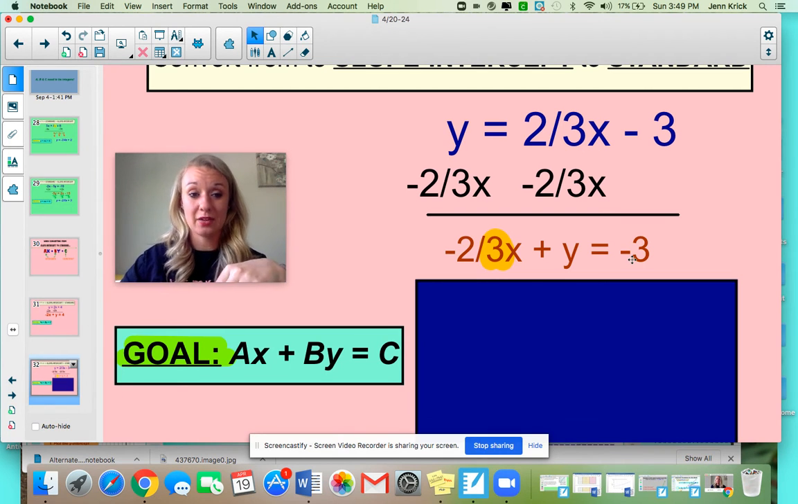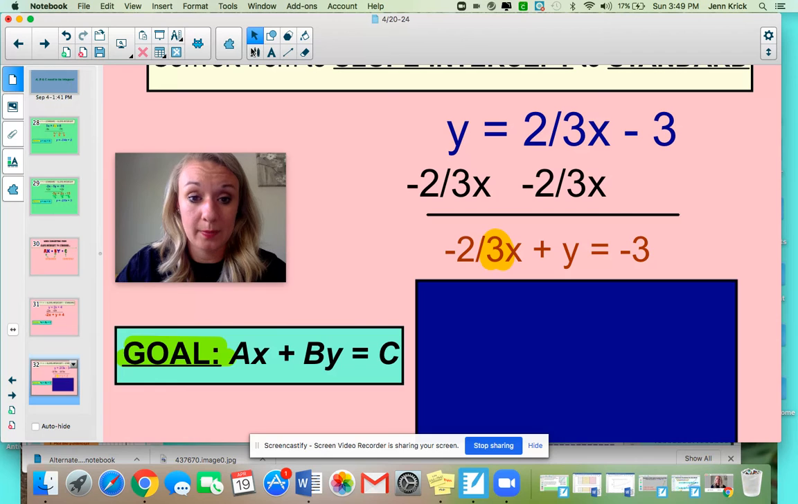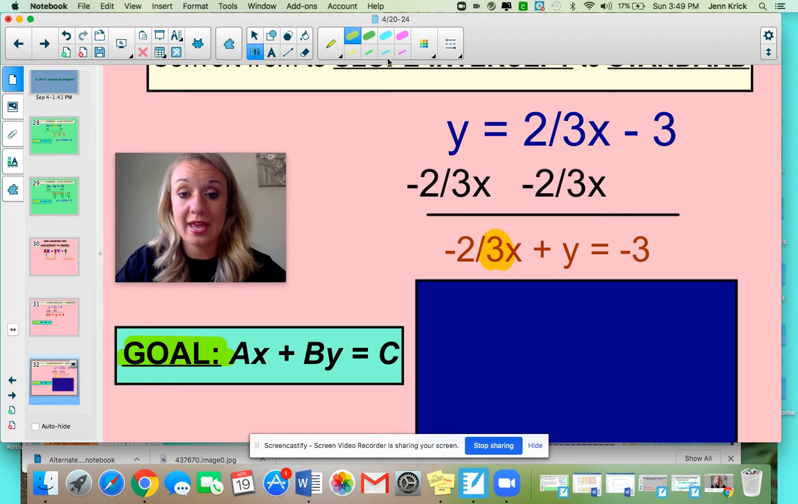If you've got negative 2/3, you can clear that fraction by multiplying every single term by the denominator. So I see that my denominator in my fraction is 3. So if I multiply every single piece by 3, so I'd multiply this guy by 3, this by 3, and this by 3, here's what I'd have.